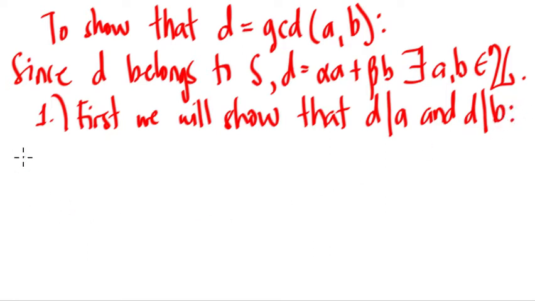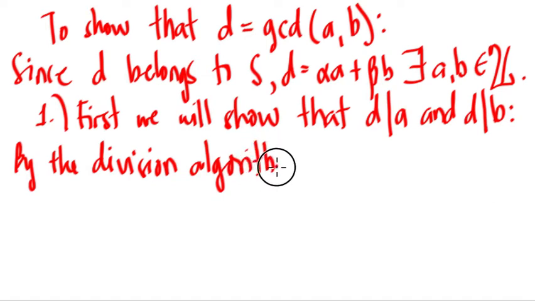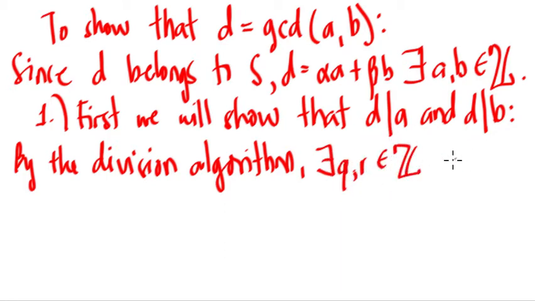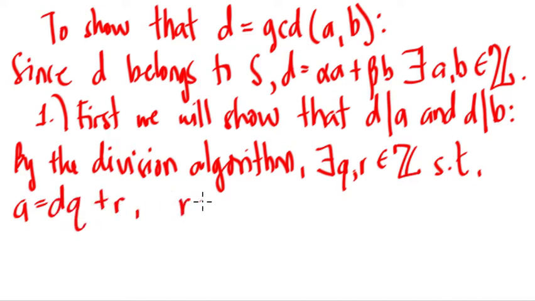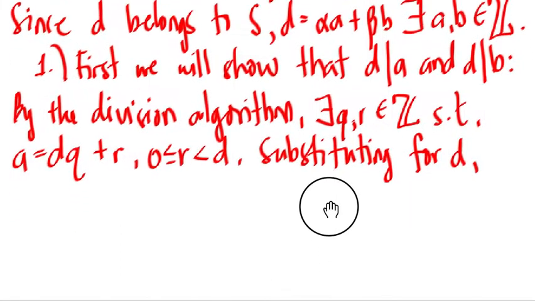So by the division algorithm, there exist some integers Q and R such that A is equal to D times Q plus R, where R is strictly less than D, but R can be equal to 0. So what we will do is substitute for D.